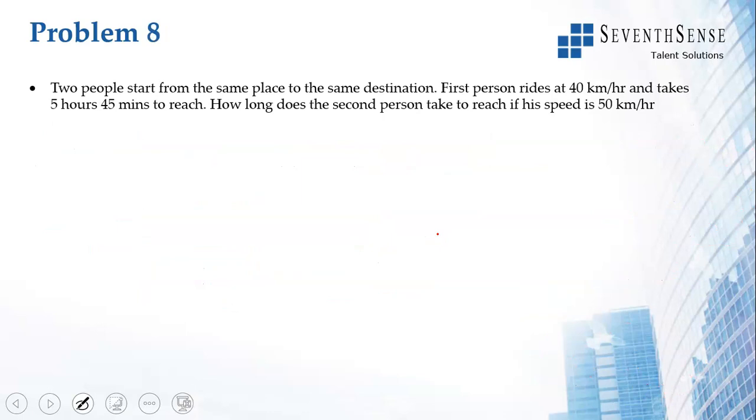This question: two people start from the same place. So source and destination is the same. First person rides at 40 kilometers per hour and takes 5 hours 45 minutes to reach. So what is the distance covered by the first person at this speed in this much time? 5 hours 45 minutes, I can write as 5 hours and 45 by 60 hours. To convert minutes to hours, we will always do this. So 30 minutes, 5 hours 30 by 60, 5.5 hours. That is why we divide by 60. So similarly, 5 hours 45 minutes is 5 hours 45 by 60, 5 3 by 4 hours.